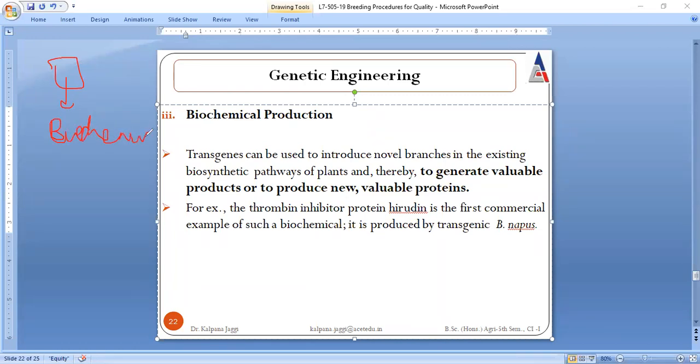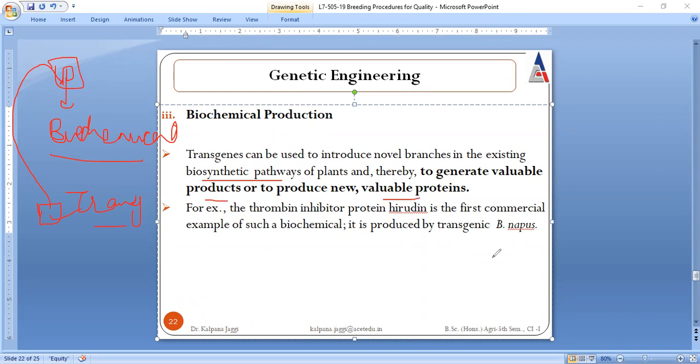If it would be producing, then at the very priority only, the technology would have improved. But since no biochemicals are being released, you are again isolating one particular gene, and that gene is inserted into the cell, that is, it is said to be a transgene. This transgene is used to introduce many newer branches of the biosynthetic pathways, and as a result, valuable proteins can be generated.